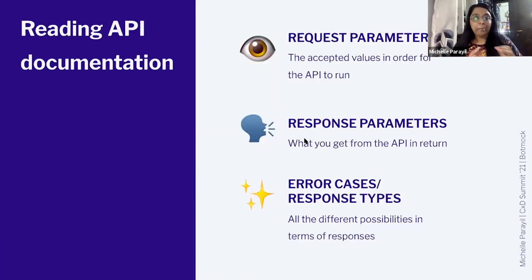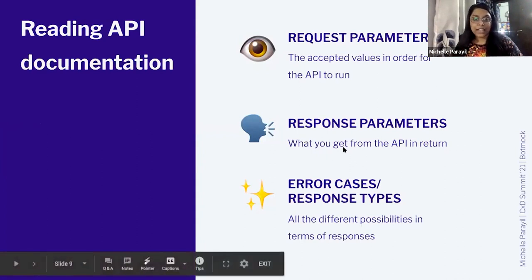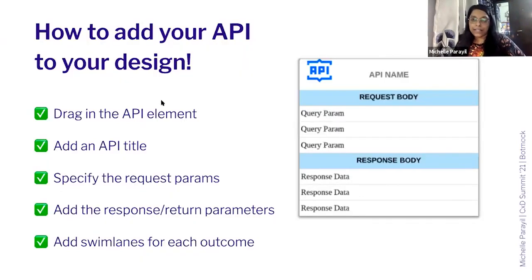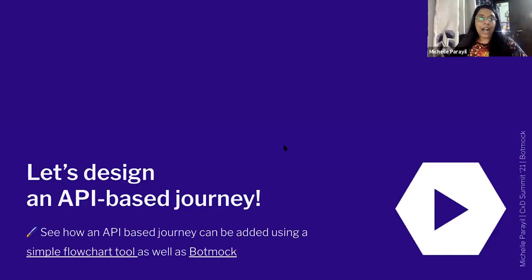Now, there are some parts of an API documentation which will matter to you as a conversation designer. 3 actually: there's a request parameter, a response parameter, and then you have your error cases or response types. There are a few steps that we follow to add an API to your design. There are 5 very, very simple steps. I'll break this down practically, but I'm just giving you an overview before I go there. Let's talk about how an API-based journey would actually be added to your design, and I'll practically show you this by designing one very quickly in front of you.